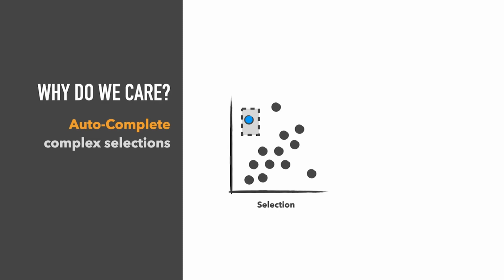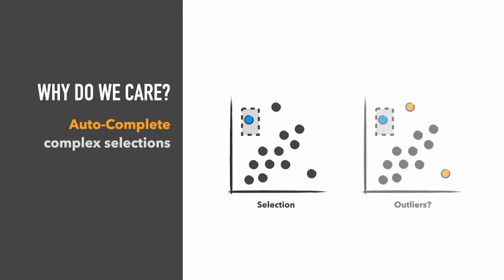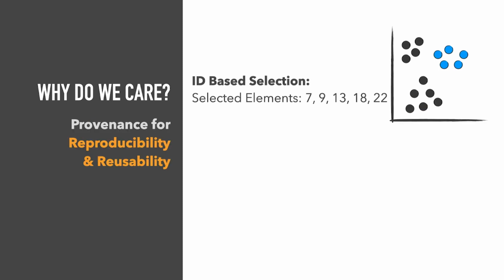First, we can use predicted intents to autocomplete selections. In this example, we select only one outlier and then use a prediction to autocomplete our selection. Second, capturing intents enables reproducibility and reusability.